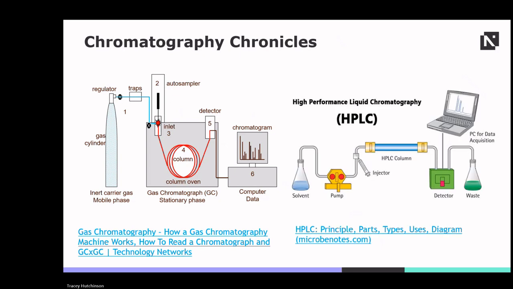And then high performance liquid chromatography, or HPLC. HPLC separates components of a mixture based on their affinity for a mobile liquid phase, or pressurized solvent, and a stationary phase, the packed column. Components are eluted at different times depending on their interactions with the stationary phase. HPLC offers high resolution, sensitivity, and reproducibility, making it suitable for a wide range of applications, including pharmaceutical analysis, environmental monitoring, and food safety testing.